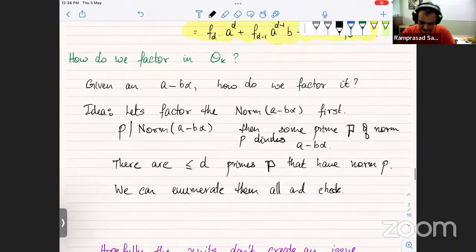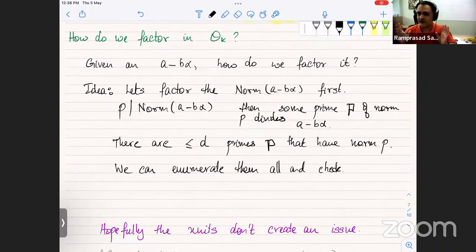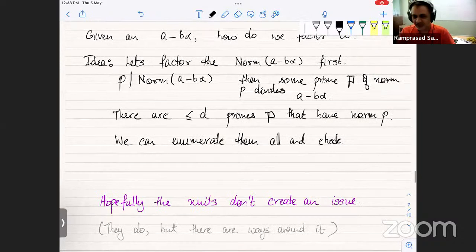And in this entire thing, I'm completely forgetting that there are these things called units. And again, we're going to pray that these units don't create an issue, because we are not going to get a factorization that just looks like a product of primes. It will be a product of primes times a unit. We're going to assume that the units don't create an issue. They actually do. In fact, much of the trouble is because of these damn units. But let's assume that these units don't create an issue.